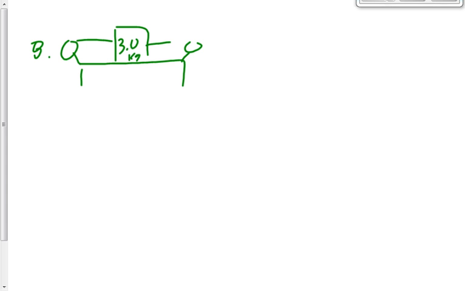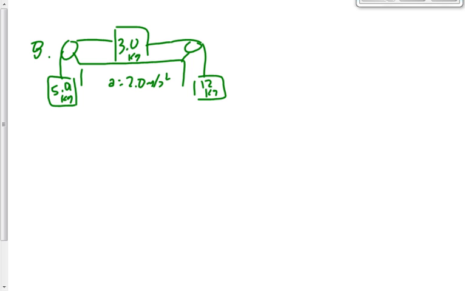Number 8 says find the force of friction. We've got a situation like this: 2 pulleys, and in between those 2 pulleys is an object with a mass of 3.0 kilograms. Hanging over the edges are 2 masses, one with a mass of 5.0 kilograms and another with a mass of 12 kilograms, and the acceleration is 2.0 meters per second squared. Okay, let's find the force of friction.